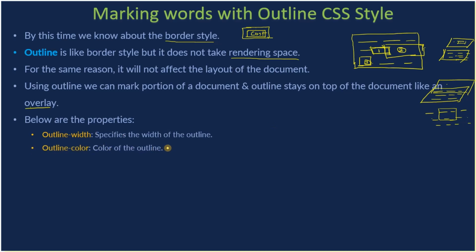Then you can specify color, like border color, you can specify outline color. Then outline style, like border style, you can specify outline style also. So it works the same, or the properties look the same as a border, but the way outline is rendered is slightly different.